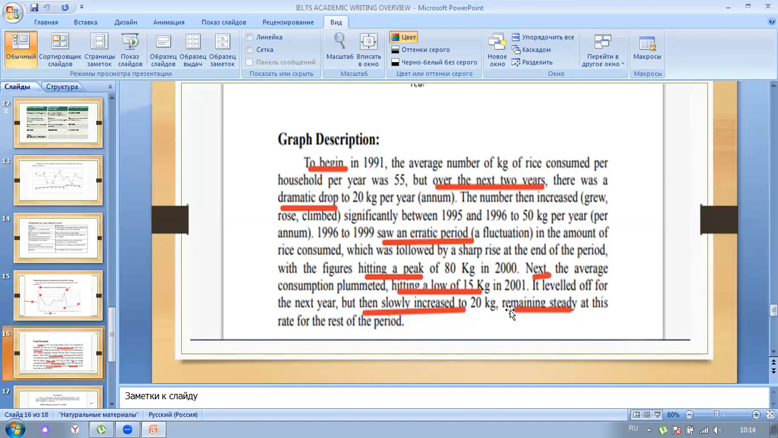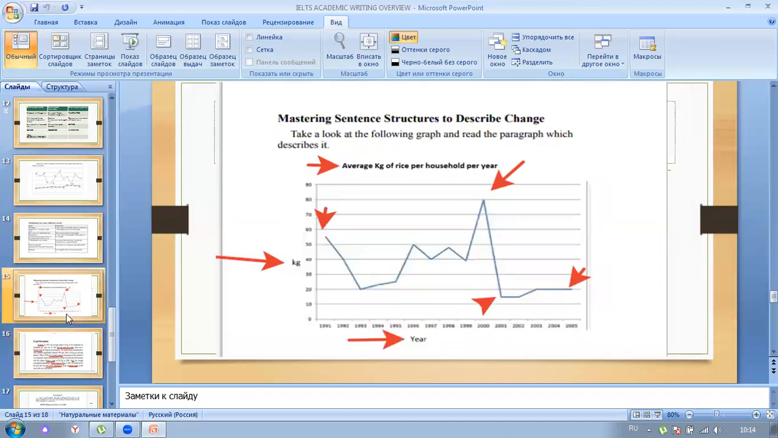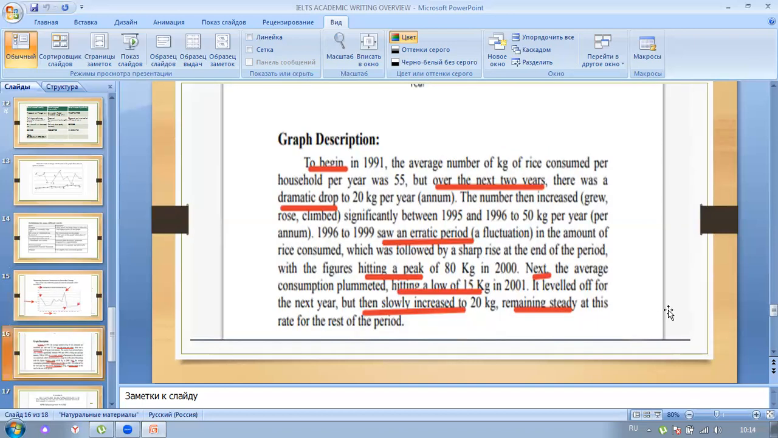20 kilogramga remaining steady qolgan joyda bir xilda davom etdi, to'g'rimi? Bunga ham ishlatish so'zlarimiz bor. Remaining steady at this rate for the rest of the period.